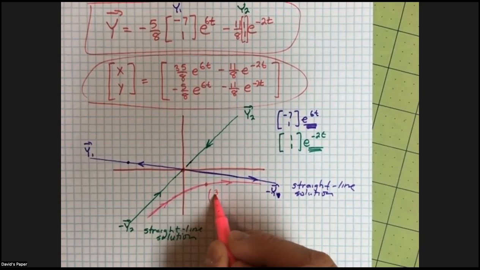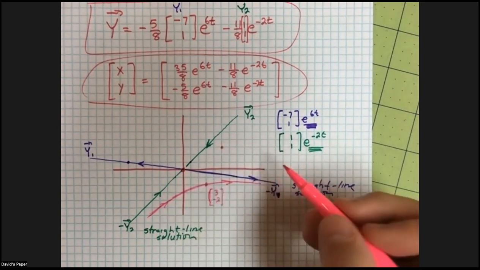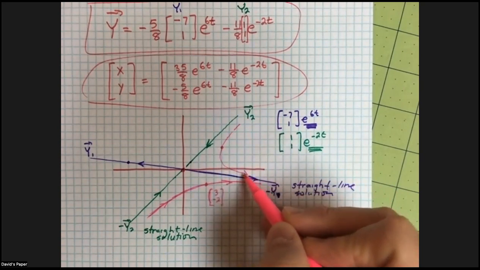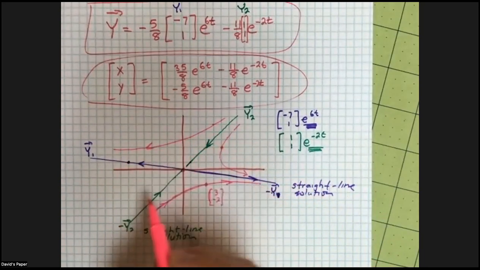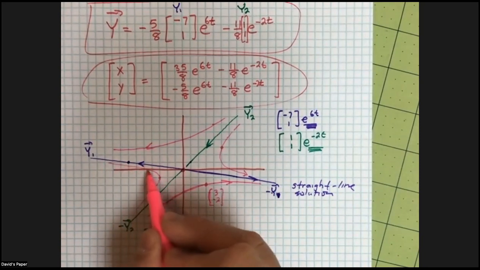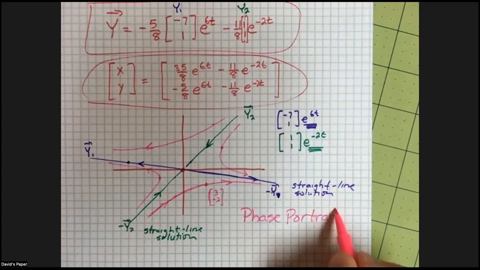This is the point (3, -2). And I could have said that with any point in the plane. Right here, green drives in, purple drives out. Green drives in, purple drives out. Put a dot right here. Green drives in, purple drives out. This is a phase portrait of what? A saddle equilibrium point.